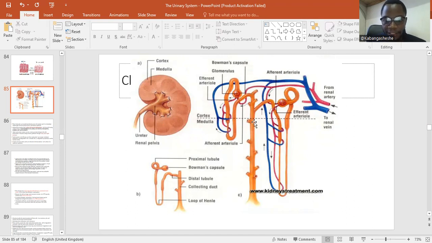Okay, then the last part is the connecting tubule. This is the connecting tubule shown here, which is later connected to the collecting duct. So each nephron is attached to the collecting duct by a connecting tubule, which is also lined by similar epithelium, simple cuboid epithelium with some microvilli. So that's all about the loop of Henle, the proximal and distal convoluted tubule.